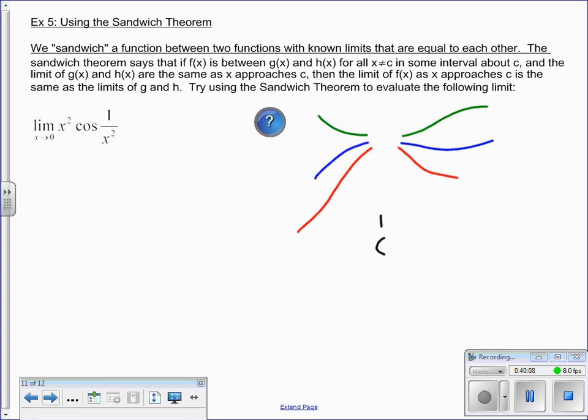So if the one on top approaches a point, and the one on the bottom approaches a point, and the one in the middle is in the middle, where does it go? It goes to the same point. What this is used for is if you can't find the limit, it's very, very difficult to find the limit of the one in the middle. But you can find one above and one below and show that they go to the same point. Therefore, the one in the middle has to do that.